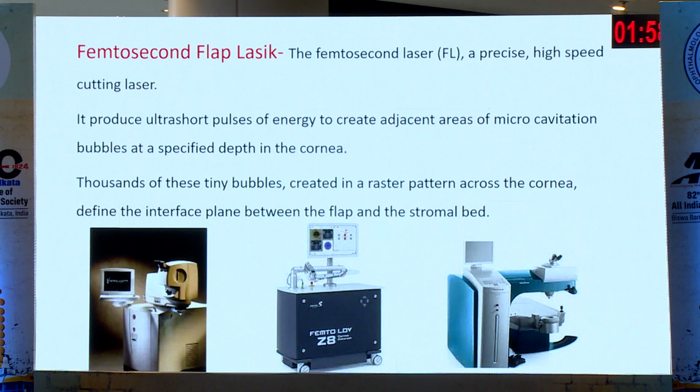So coming to the femtosecond laser, almost all big centers have moved to the femtosecond for almost all cases of refractive surgery nowadays. There are so many systems and almost all are very good, and in that there is no use of any blade.